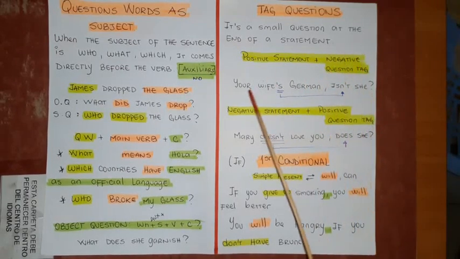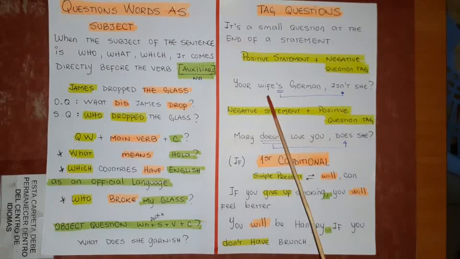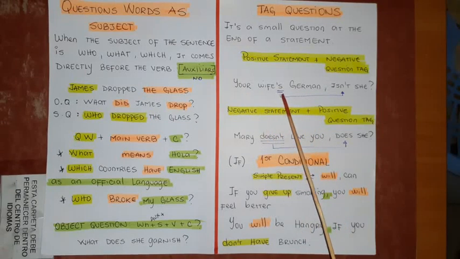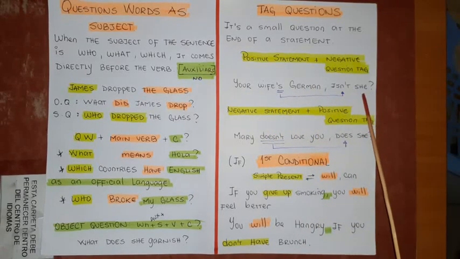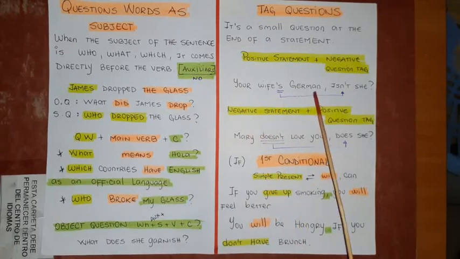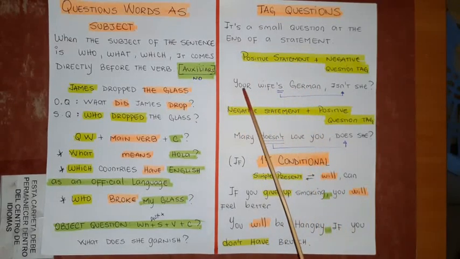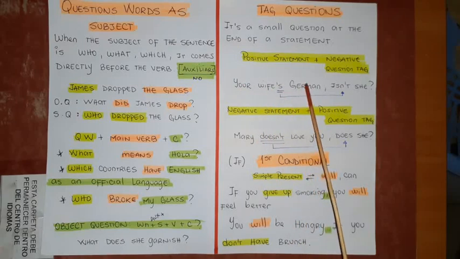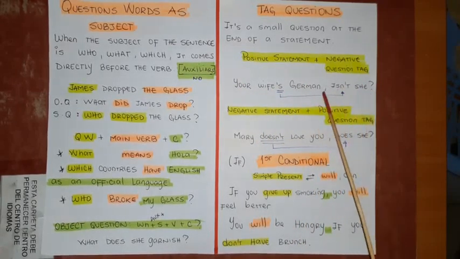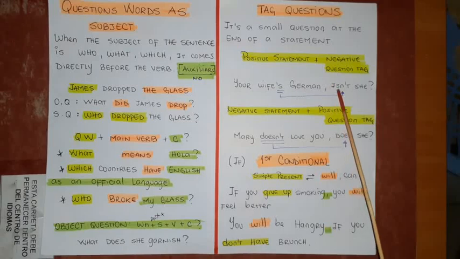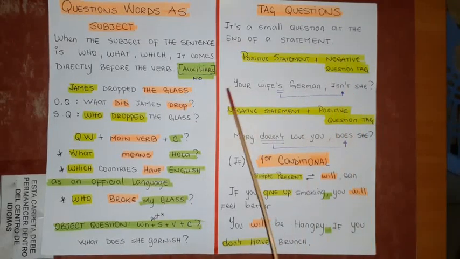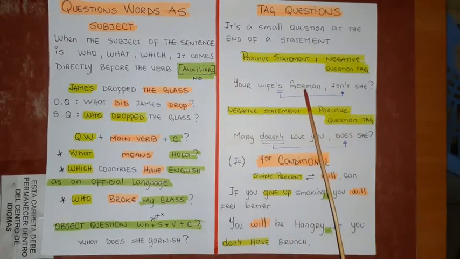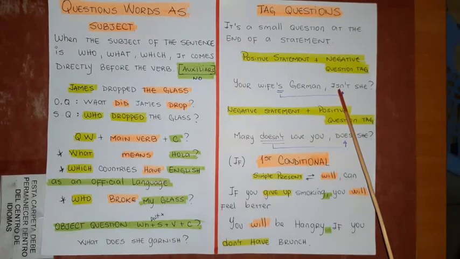Like for example, your wife German. Your wife German. Isn't she? Okay, as you can see, here I have a positive statement. Tu esposa es alemana. Isn't she? The question tag in this case is in negative. Why? Because my statement is positive. Okay? Isn't she? Why I'm using isn't she?